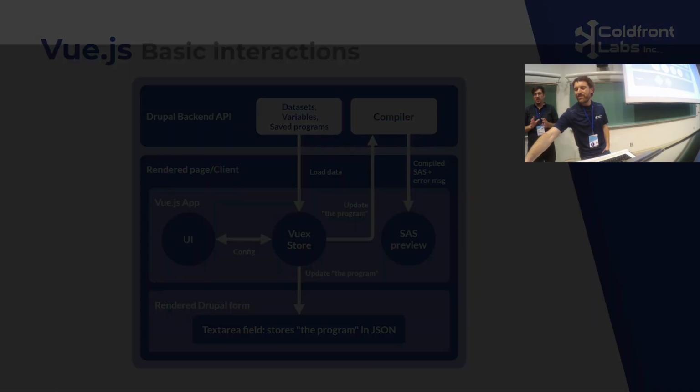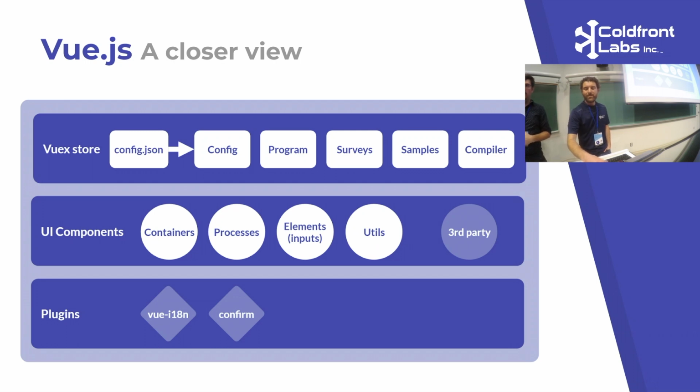So, a closer view of the components: you have the VueX store I mentioned. Yes, it's like one monolithic thing, but it's divided into little modules. In Vue, they call them modules in VueX. I divided it so that one is in charge of the config, one is the program that you write, another deals with loading the list of surveys that you have and sample programs, and another is just dealing with sending stuff to the compiler.